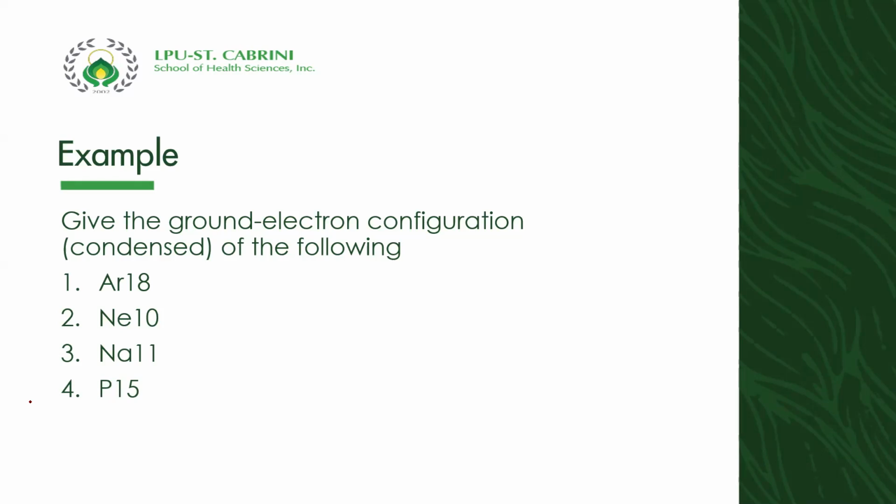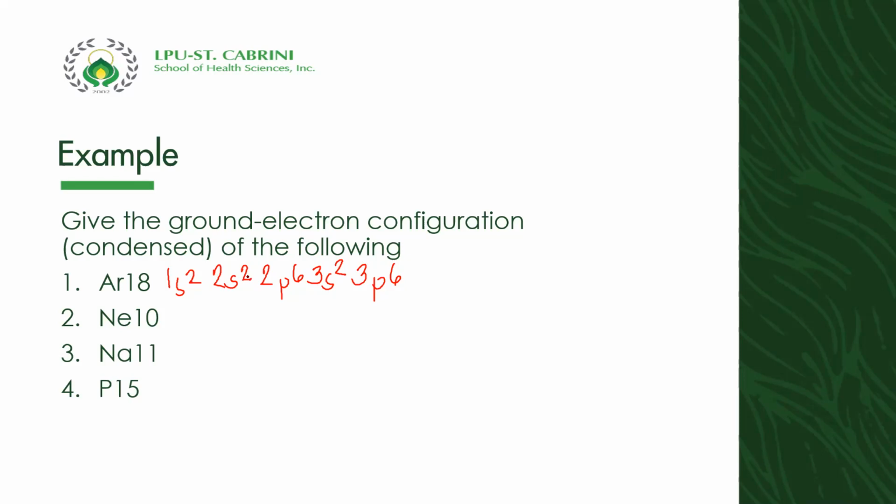Tandaan mo, 1s2, 2s2, 2p6, 3s2, 3p6. That is the condensed grounded electron configuration of argon. So I will write argon: 1s2, 2s2, 2p6, 3s2, 3p6.